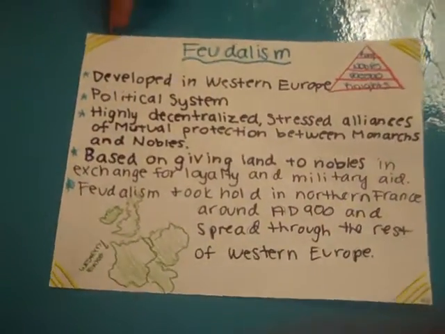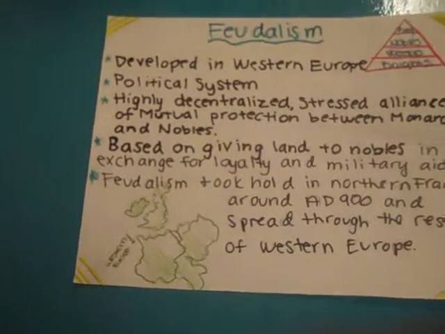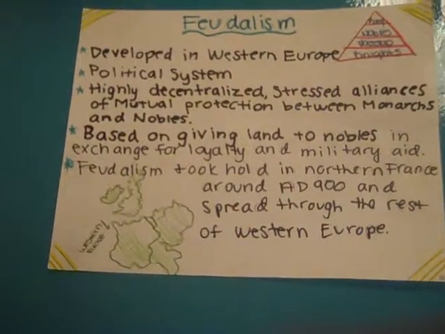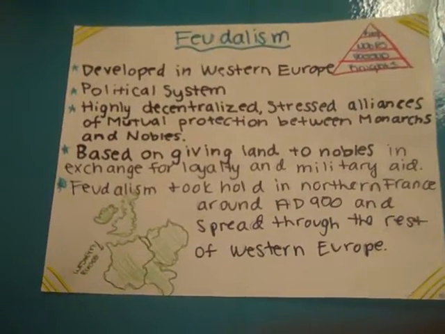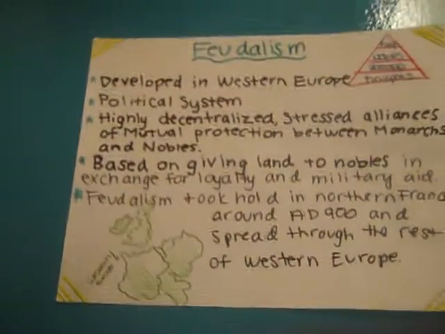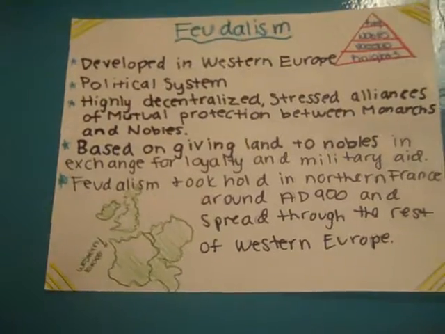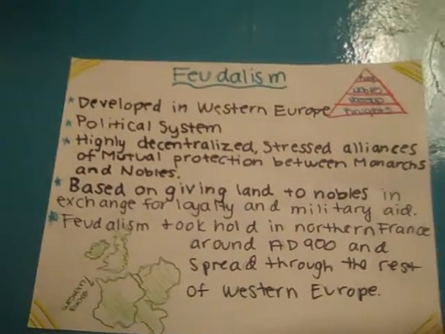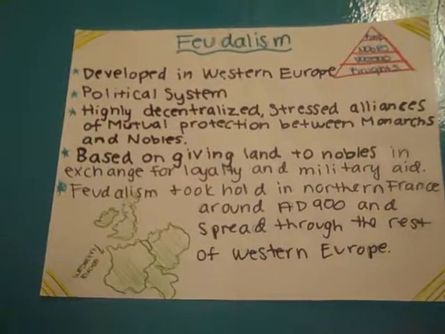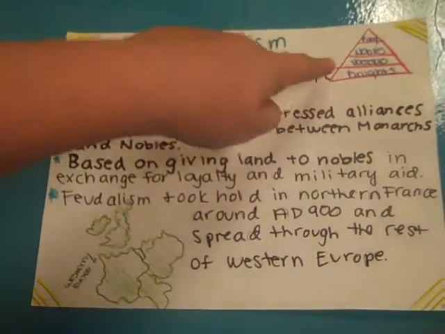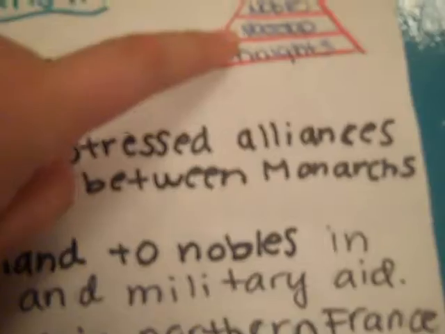Feudalism. Developed in Western Europe. A political system that was highly decentralized, it stressed alliances of mutual protection between monarchs and nobles, based on giving land to nobles in exchange for loyalty and military aid. Feudalism took hold in northern France around AD 900 and spread through the rest of Western Europe. Above you'll see a diagram with the king on top, nobles, vassals, and the knights on the bottom.